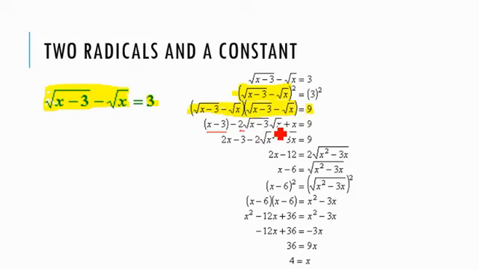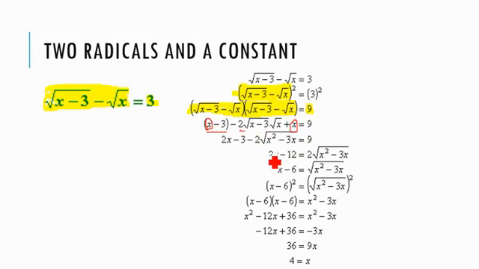Square root of x minus 3 times square root of x, and then square root of x times the square root of x is just x. And so if I combine like terms, I have 2x. So I'm going to add an x here and here. So I got 2x minus 3 minus 2 times the square root of x squared minus 3x.